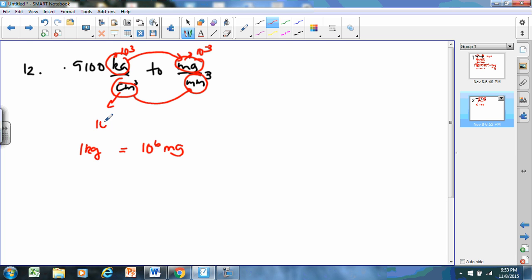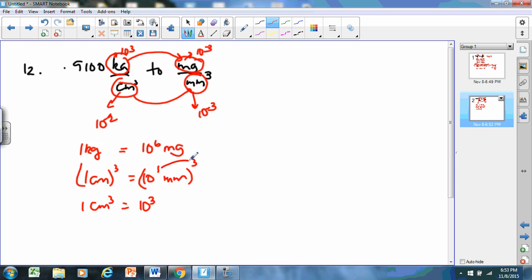On the bottom, centi is 10 to the negative 2. Milli is 10 to the negative 3. How far is it on the number line from negative 2 to negative 3? 1. And then what's bigger? Negative 2. So 1 centimeter is 10 millimeters, but these are cubed. So before I start popping things in, I have to cube everything. So 1 cubic centimeter is 1,000, because 1 times 3 is 3, cubic millimeters.